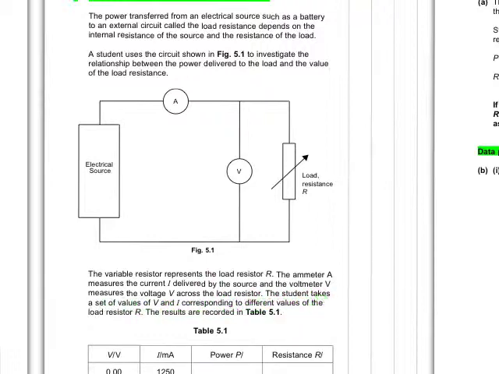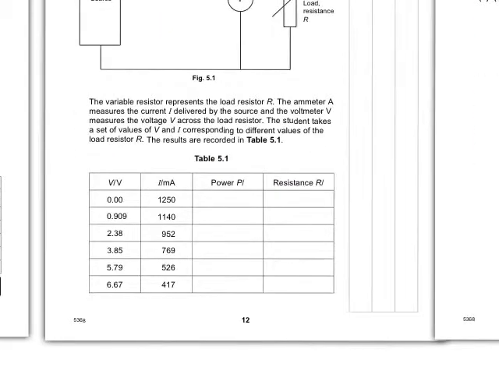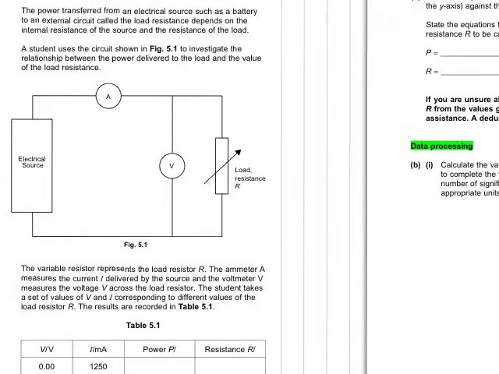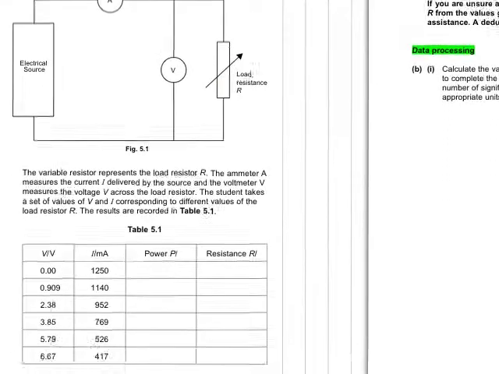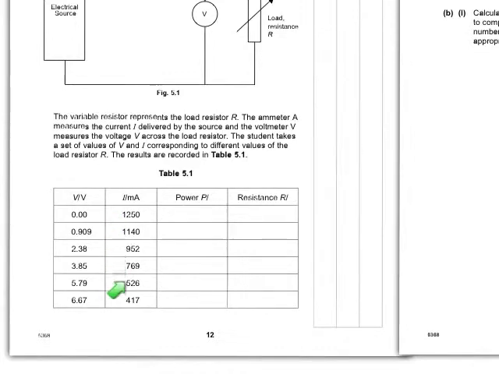resistor. The student takes a set of values of V and I corresponding to different values of the load resistance R. And as you can see, it says the results are recorded in table 5.1. So let's scroll down to 5.1, and the voltages here, what they've done is they have changed up the variable resistor to allow the voltage to change across it, and then the corresponding currents have been measured.